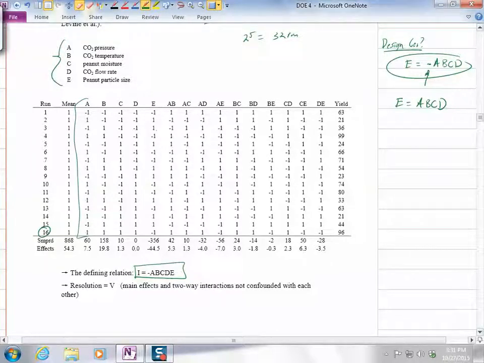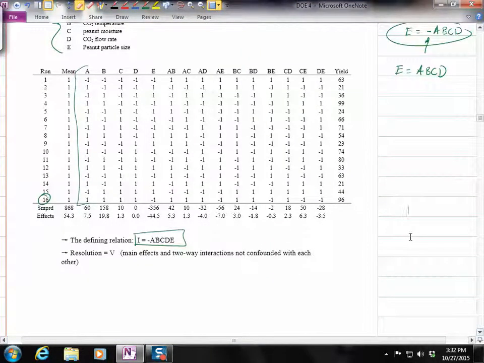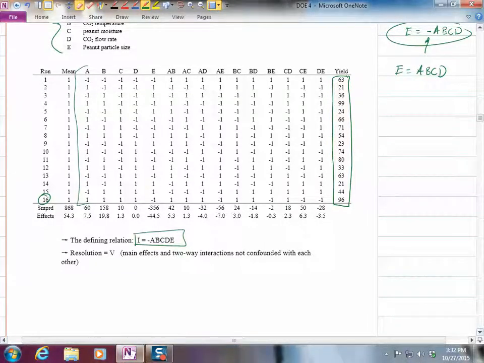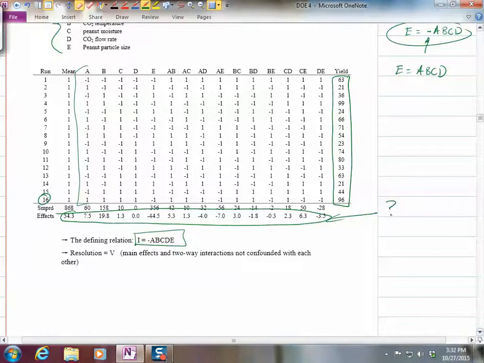So that's the design. Notice it's resolution 5, so main effects and two-way interactions are clear. So we calculated yield. Very often, almost always, but very often, when you're doing a screening design, you're not doing replicates. The whole point of this is not to do a lot of experiments at this stage. So we don't have replicates. We can calculate effects. This is exactly like we did before. And our question is, which effects are real? Which effects are not real?